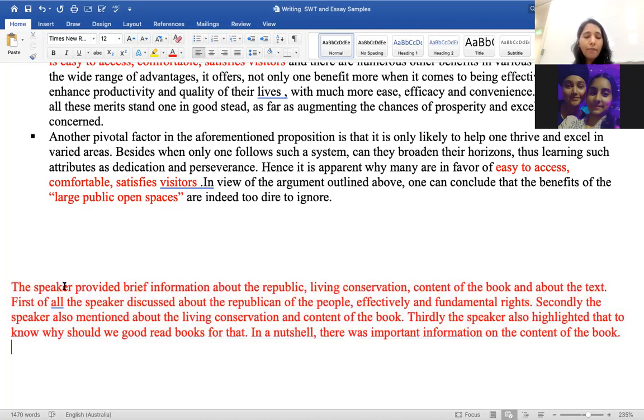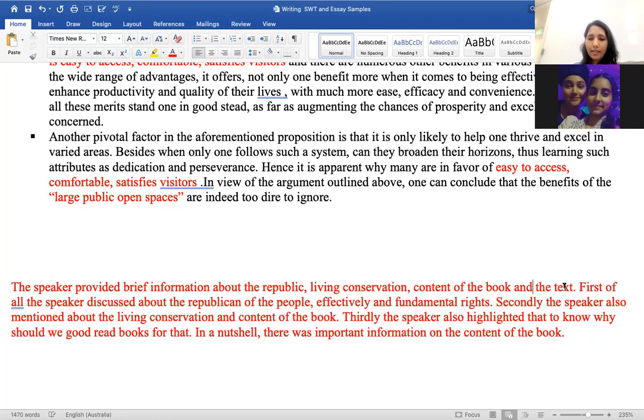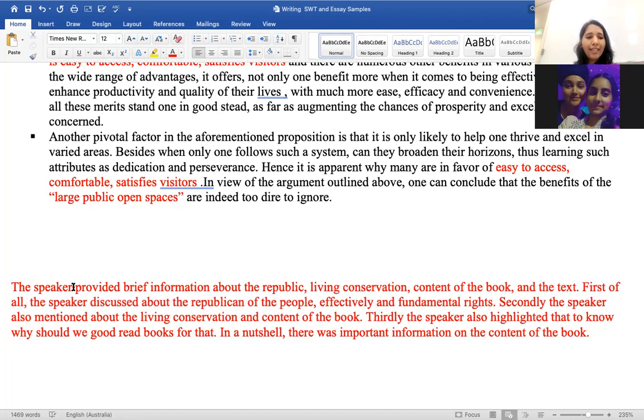Let's look at it. The speaker provided brief information about Republic, living conversation, content of the book, and about the text. So there's no need of about. You can just put and the text. And there's a comma after the third word always, okay? It's because this behaves like a complex sentence. So you'll need it. First of all, there should be a comma after the linking word.